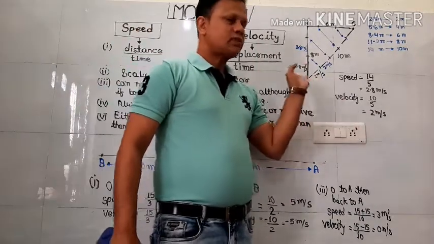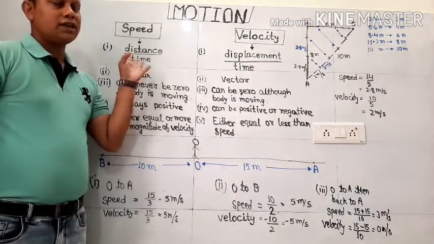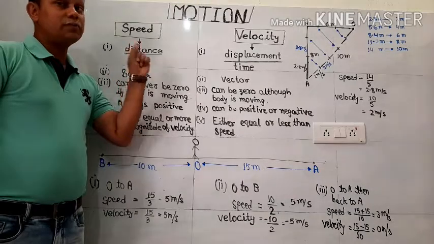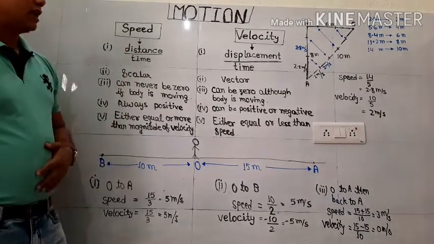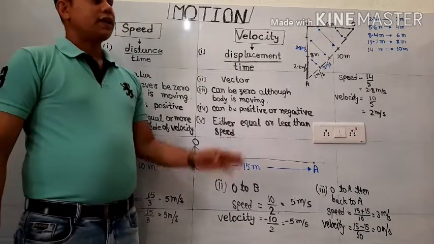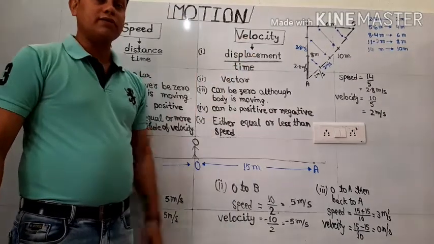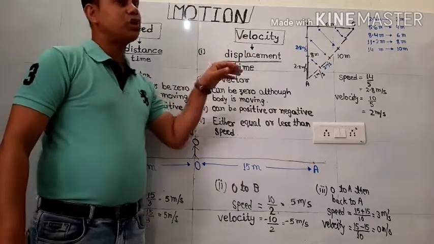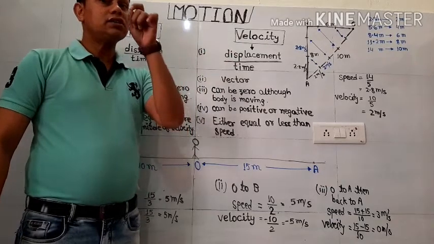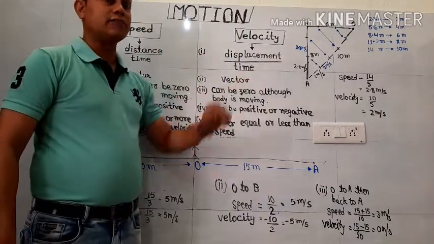Now, what is speed here? Distance by time. That means distance traveled per unit time. Now coming to the velocity of the same object, we take the displacement traveled per unit time. That means the displacement of the object in each second, or each unit of time you can take. Right now I am taking 1 second.